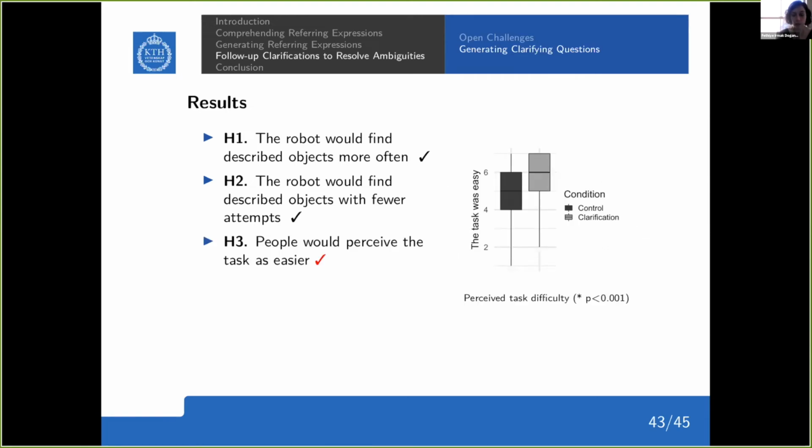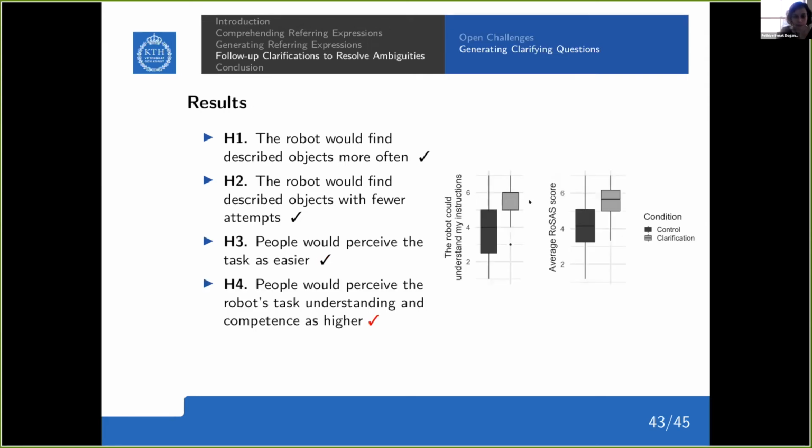Our third hypothesis was people would perceive the task as easier whenever the robot was asking clarification questions instead of redescriptions, which was actually supported by our results. And the last hypothesis was that people would perceive the robot's task understanding and competence as higher when it was asking clarification questions. And as you see, the average scores were higher for the clarification condition.